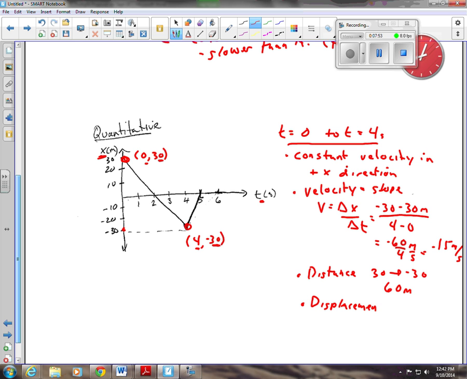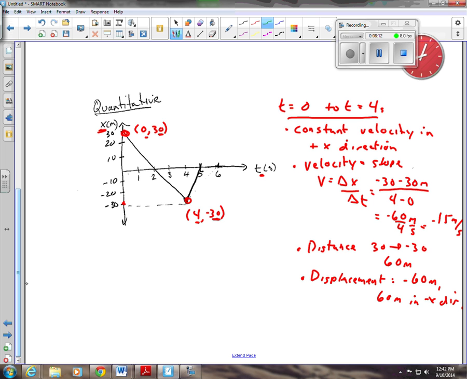And my displacement, what's the difference between distance and displacement? I have to include direction. So I could say my displacement is minus 60 meters, or I could say 60 meters in the negative x direction. Okay, now I'm going to change colors to do the next section.